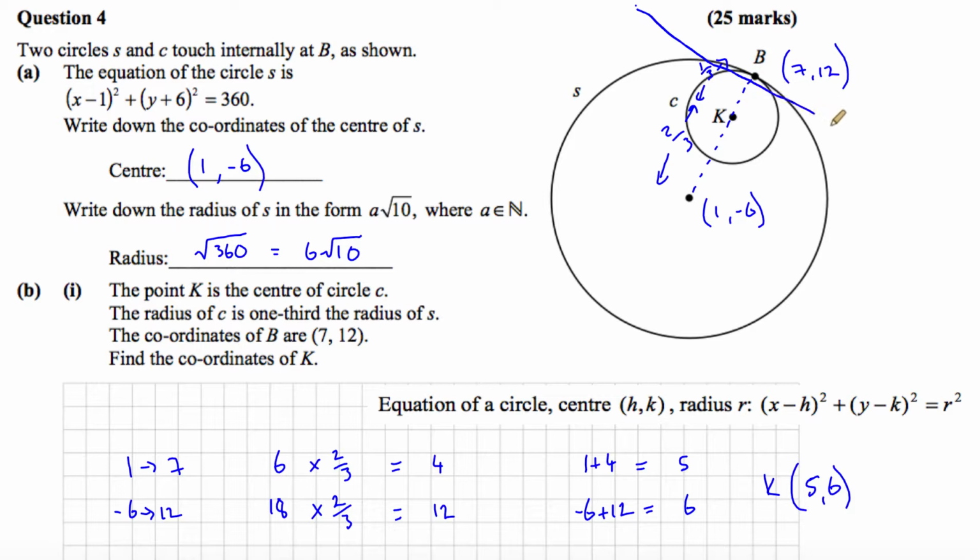Common tangent is the line. I can draw it better than that. So if you can imagine, the common tangent would be the line there that goes perpendicular to the line KB, or indeed the center to B. It would be perpendicular to that, and it would look like this. That would be the common tangent to both circles externally.